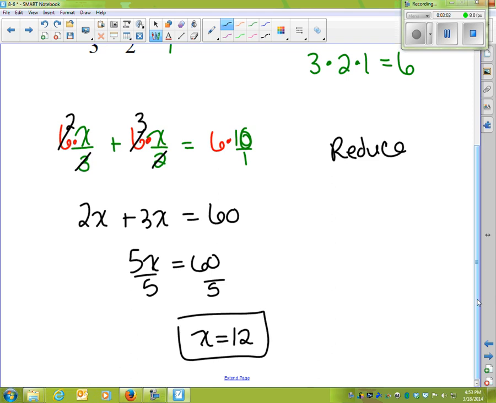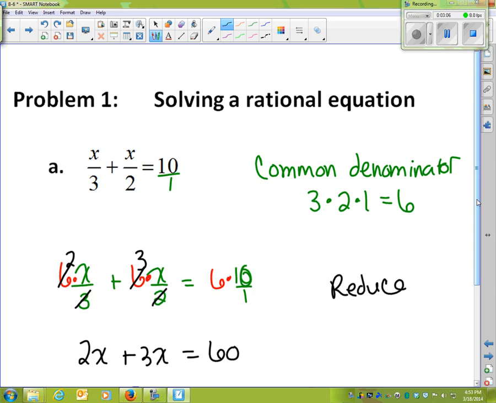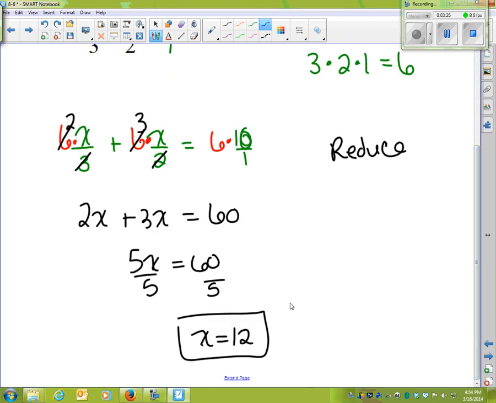Let's take a quick check and make sure x really does equal 12. Coming back to my original problem, 12 over 3 plus 12 over 2. 12 divided by 3 is 4. 12 divided by 2 is 6. And 4 plus 6 is 10. Always come back and double check your work to make sure it's accurate.